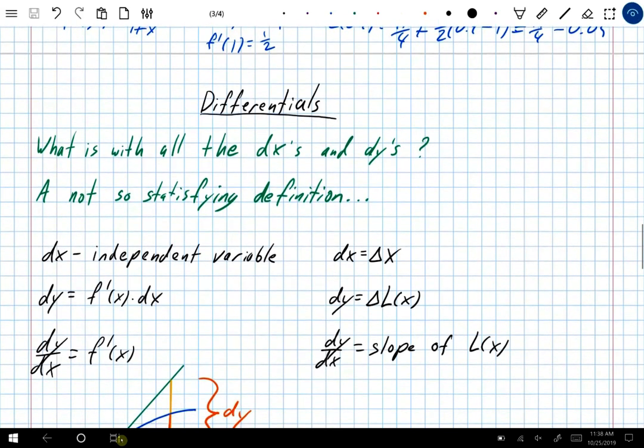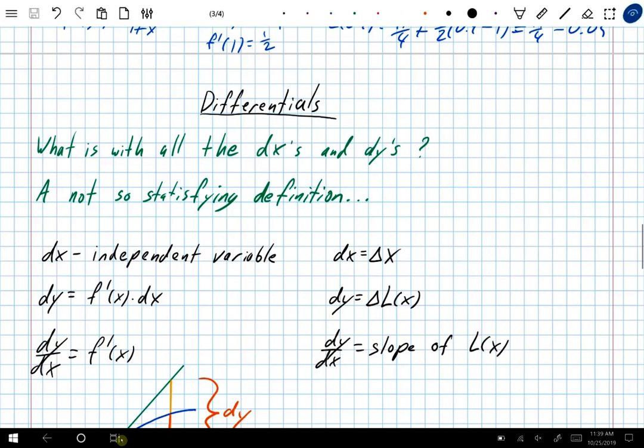dy is the dependent variable. It has a relationship. dy is just f prime times dx. dx is going to be some change. f prime is the derivative times that, which should tell you how much the y is changing. So in other words, dy is the change in a linearization. Think about that for a second. x is changing by a certain amount. I multiply it by the slope, and that should tell me how much the y value of the tangent line is changing.